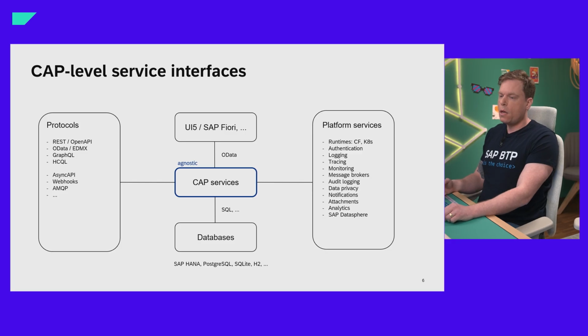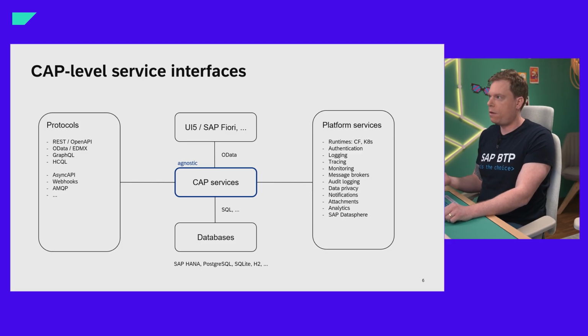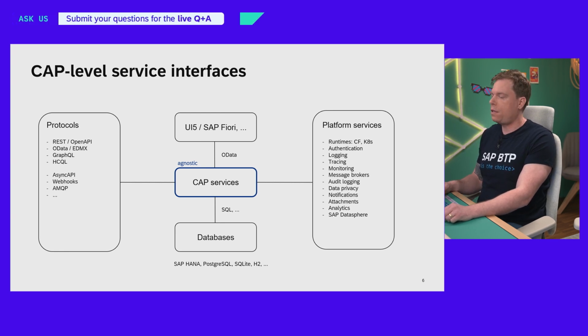But in the end, you want to solve a business problem. So talking in a protocol layer is a bit too low level. In the end, you want to consume services. So we support a lot of platform services. For example, your app can run on Cloud Foundry and Kubernetes and Kyma. We support authentication, logging, tracing, monitoring, different message brokers, audit logging, data privacy, notifications, attachments, analytics, and also SAP Datasphere.